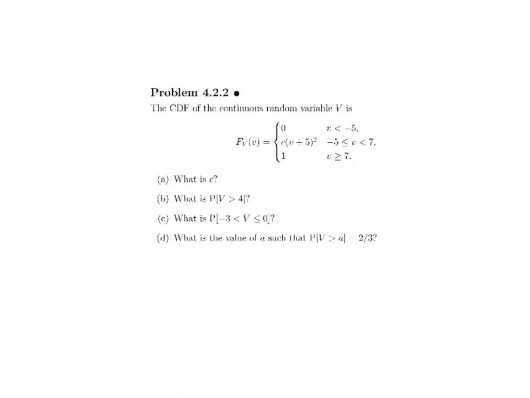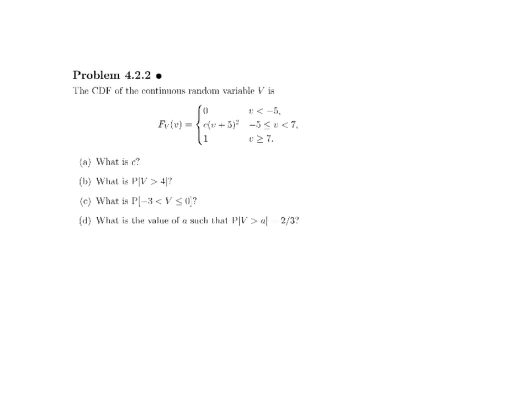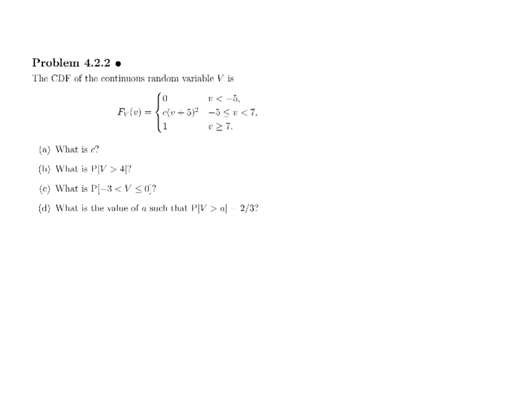The first problem is problem 4.2.2, and in this problem we have a continuous random variable V, and we have the CDF of this continuous random variable. In the first part, it asks what is the constant value of C.